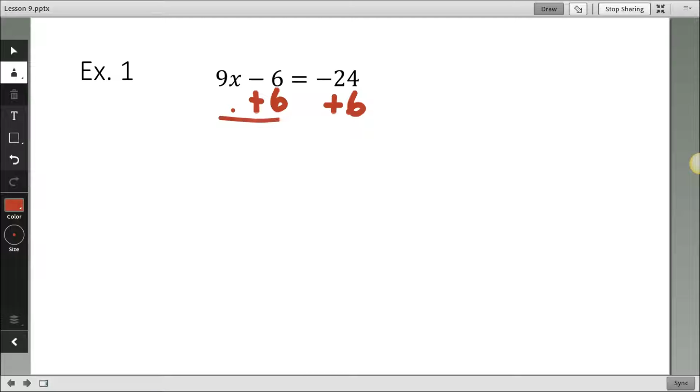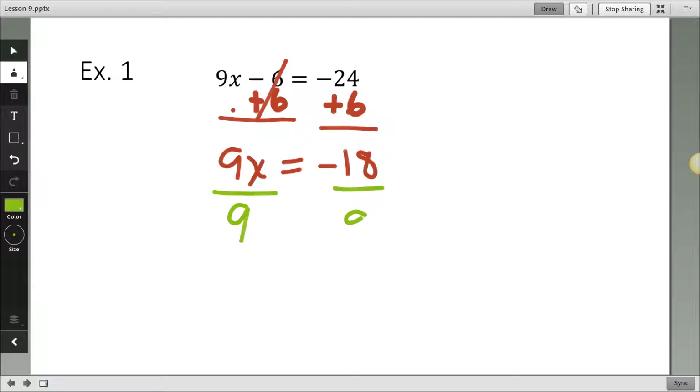And when we do that, those are going to cancel. Negative 24 plus 6 is negative 18. And that's going to be 9x equals negative 18. And we have multiplication now, so our inverse operation would be to divide both sides by 9. And so x will finally equal negative 2. So that's example number 1.